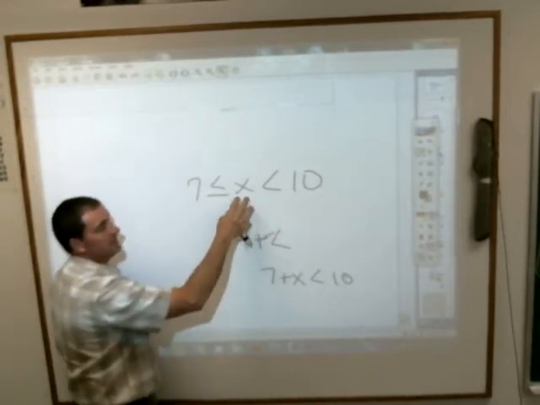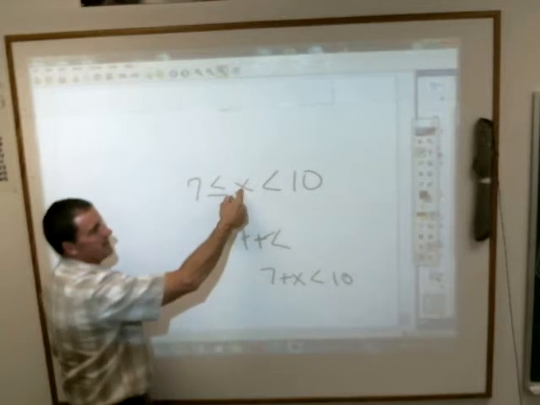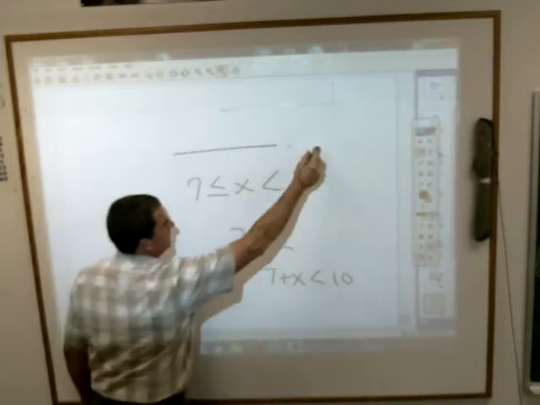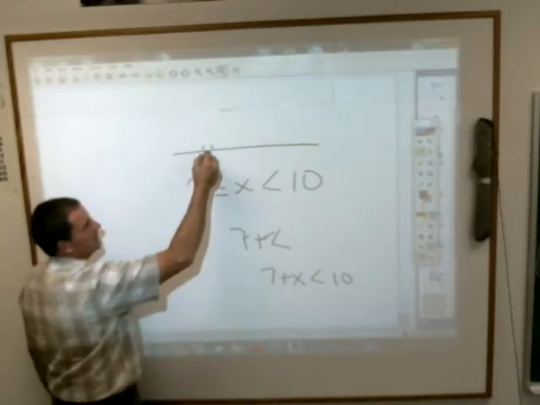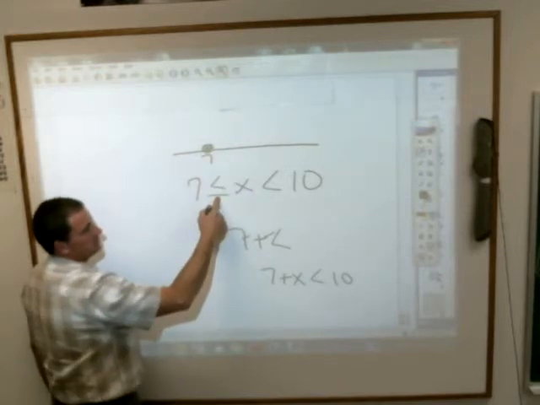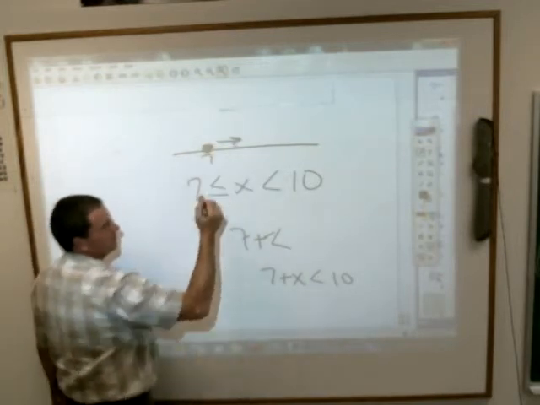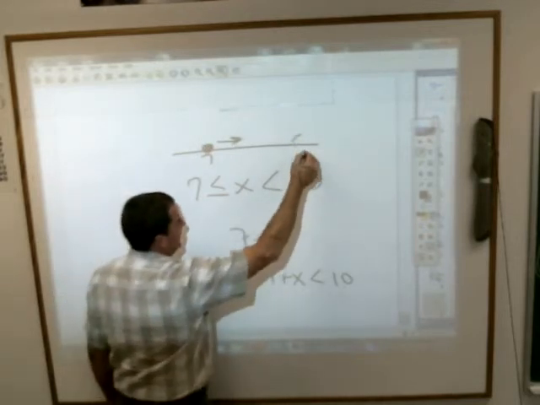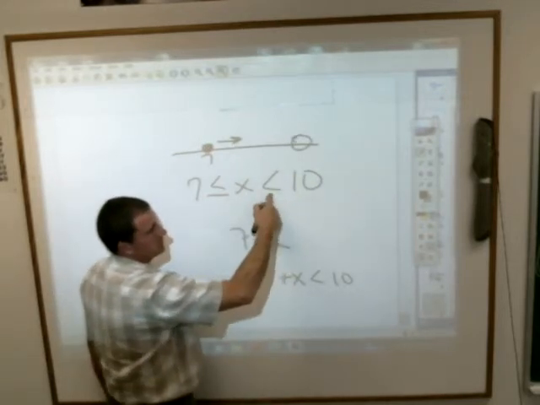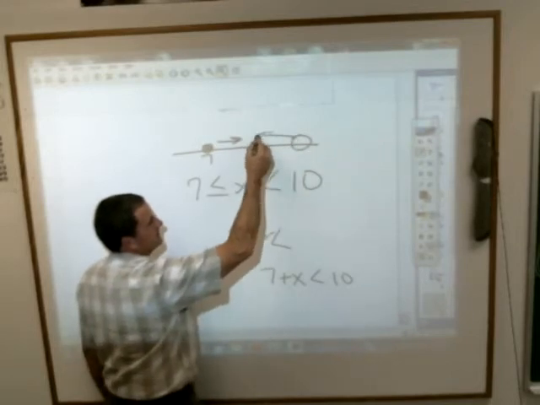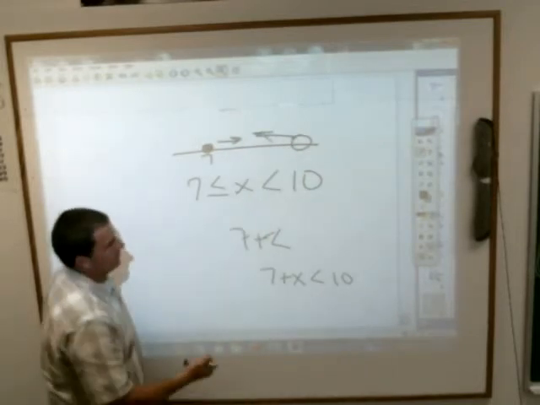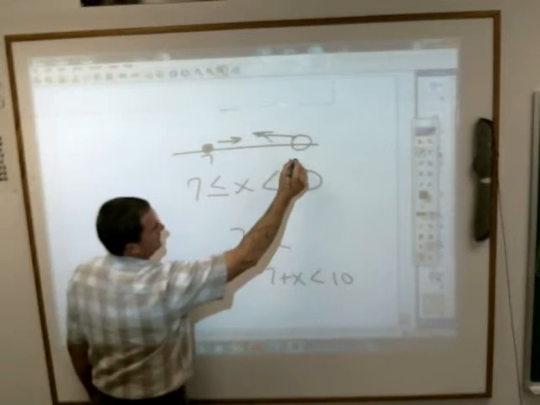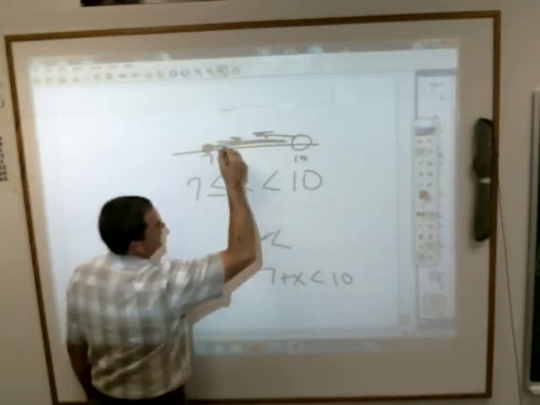You have to look at this as being this. This says x is greater than or equal to 7, and that's why at the number 7 you color in the circle, because it can be equal to. It's any number that's greater than 7, so it goes that way. This says and x is less than 10. So at 10, it's an open circle because there's no equal there, but it's everything that's less than 10. So the answer to the problem is anything that falls between 7 and 10.